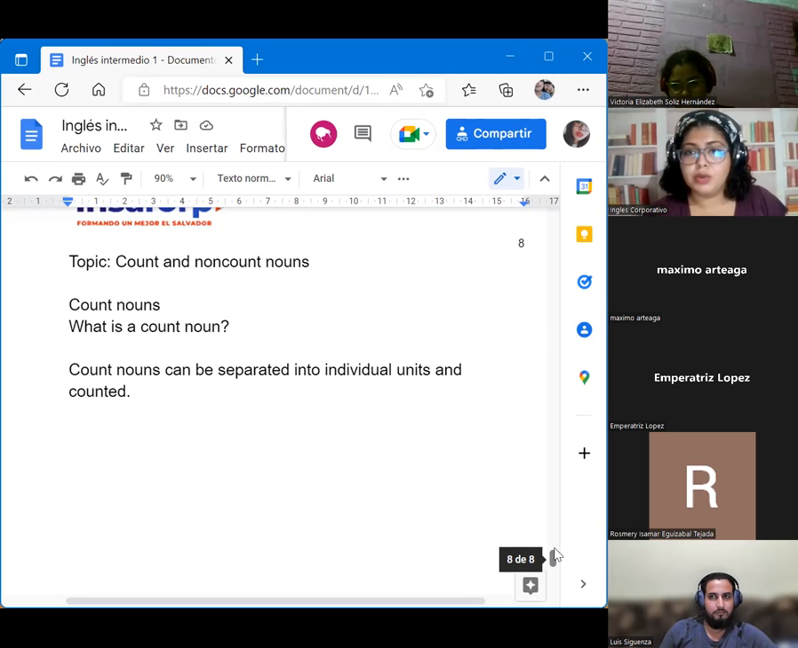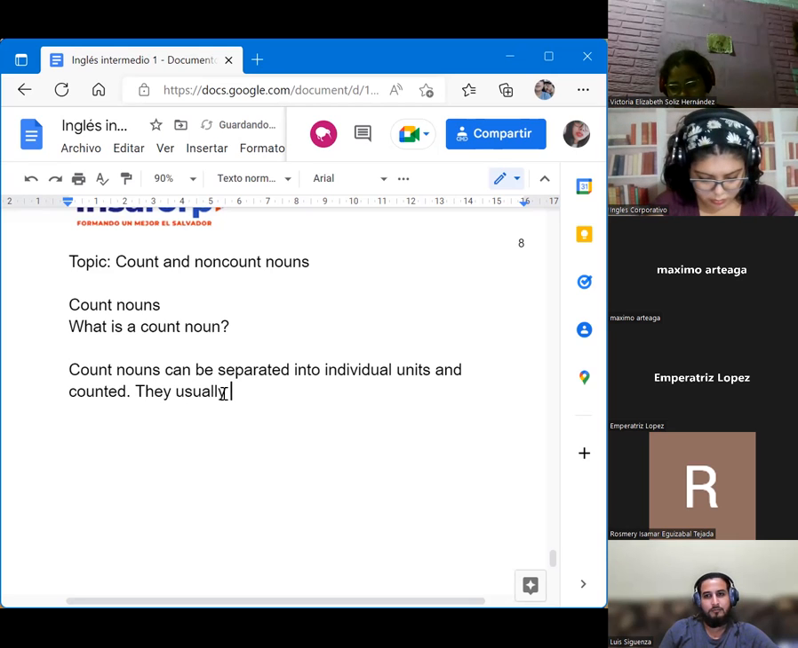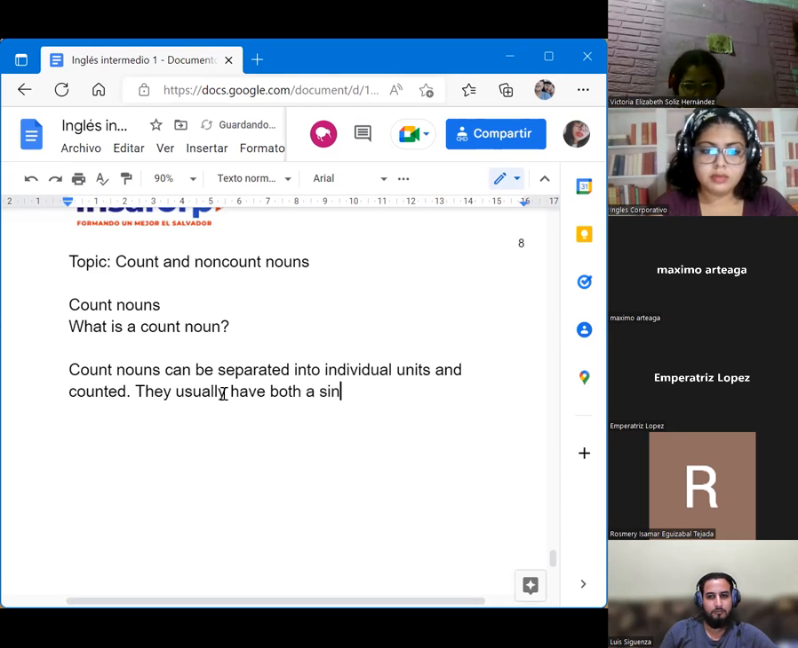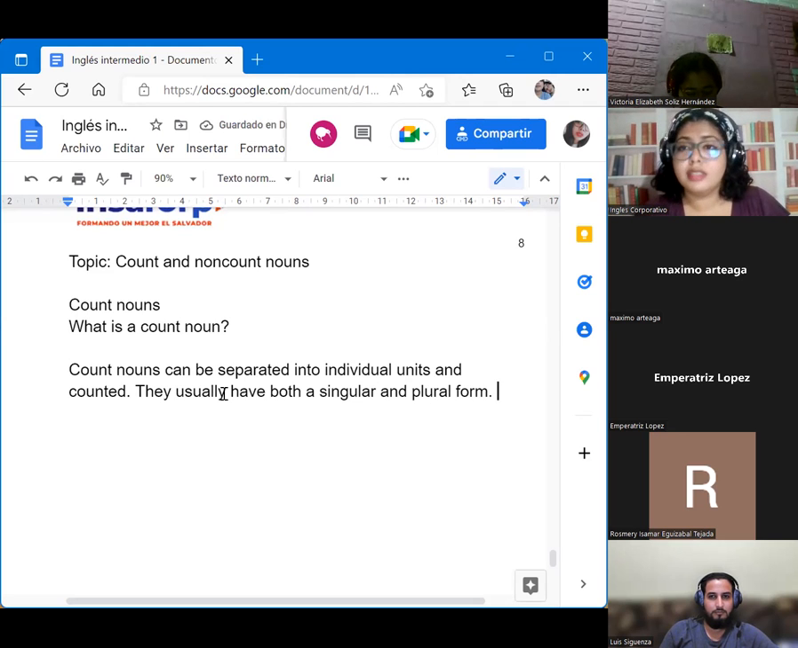They usually have both a singular and plural form. They have both. We can have words in singular, or we can have these words in plural. In that case, we know that they are nouns, but we have one, in that case a singular, or we have a group of things, but we can count those things.